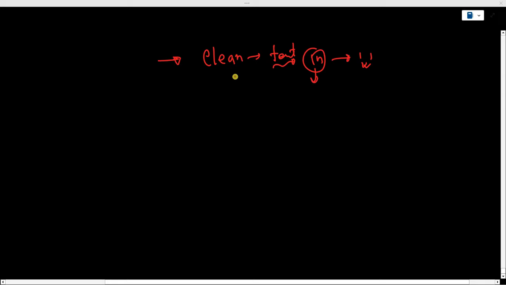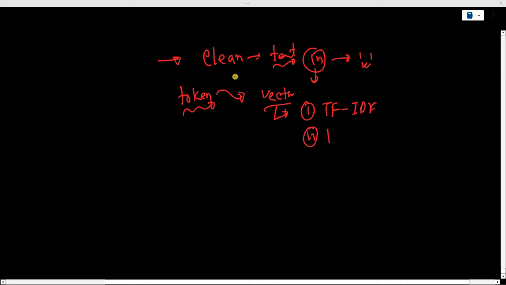Now we need to convert this textual data into some kind of token, so that later on we can convert these tokens into vectors. There are many vector techniques available. One is called TF-IDF, another one is called bag of words, and another one is called word2vec. These are the techniques to convert textual data into vectors.